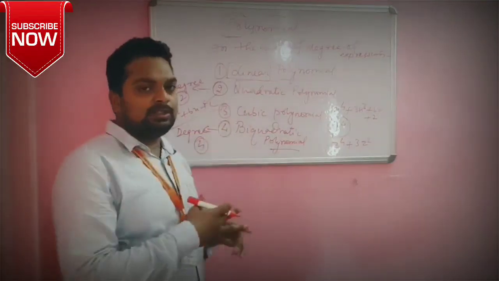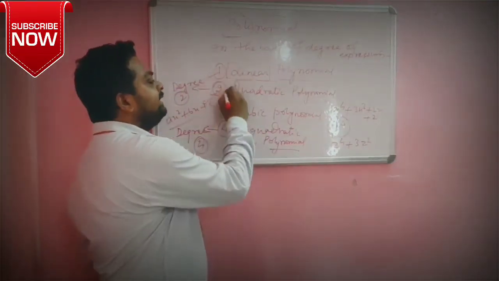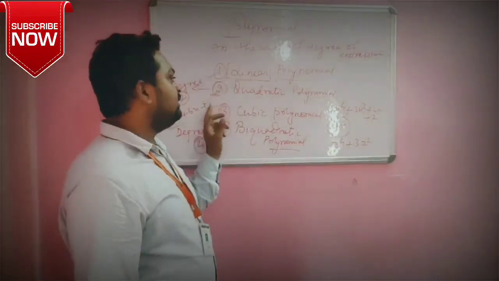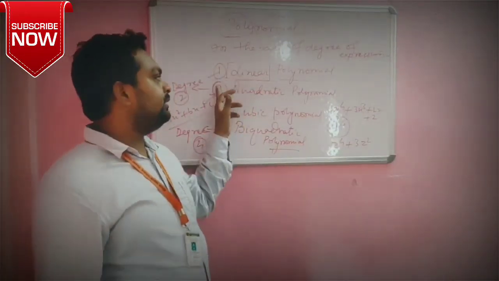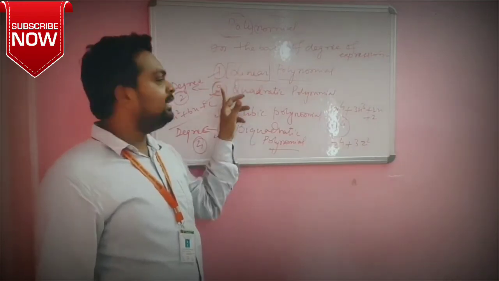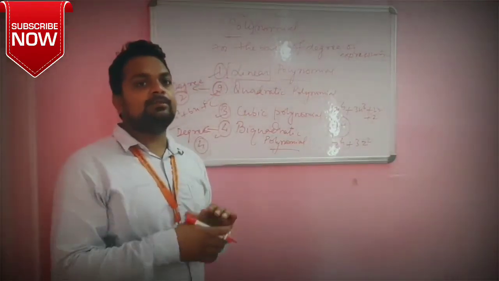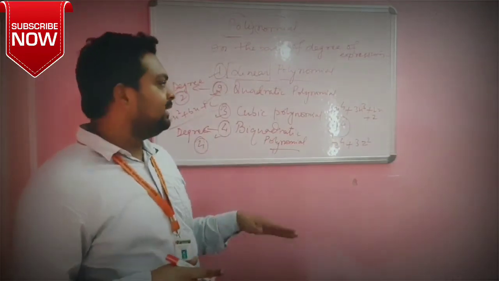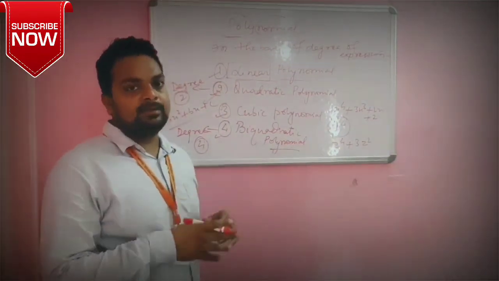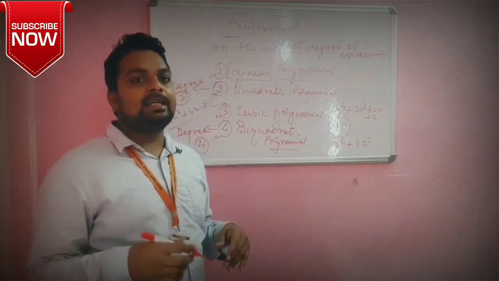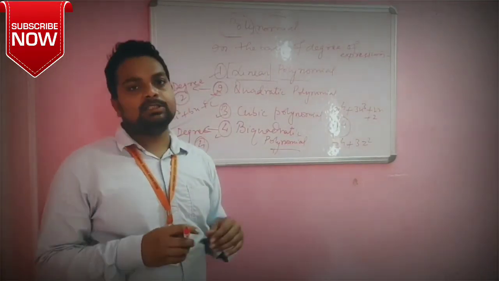So on the basis of the degree of the expression, we can classify the polynomial into these 4 different types, that is linear, quadratic, cubic and biquadratic. In class 7th, 8th and 9th, we just study linear, quadratic and cubic polynomials, and this is the very basic of algebra, and it will help you in different chapters. For algebra it is very, very important, and for the graphs chapter and also in the higher classes it will help you a lot.